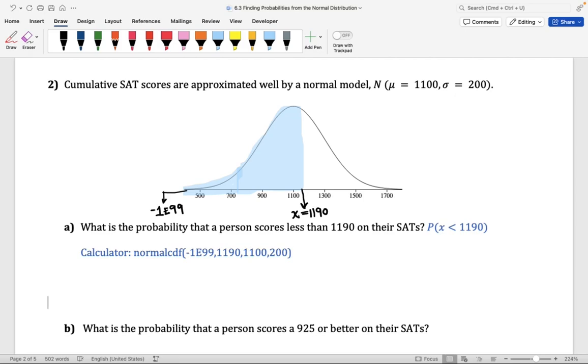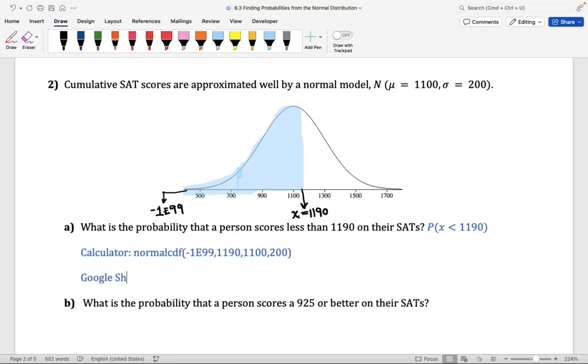Now with Google Sheets. If you're using Google Sheets or Excel, on an empty cell, you're going to type in equal norm.dist. Notice you're finding the area below a given X value. This function is going to give us the area below the X value we enter here. Here we're going to enter our X value, which is 1,190. Then we need to provide the mean, then the standard deviation, and then we type in true. That is how you find the area to the left.